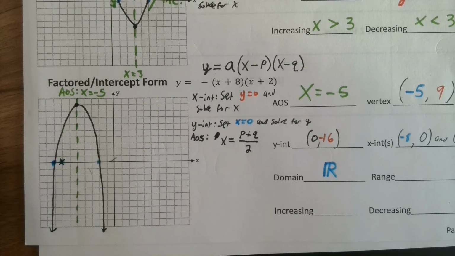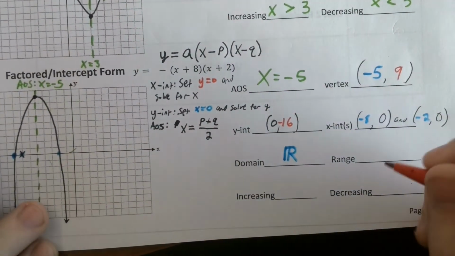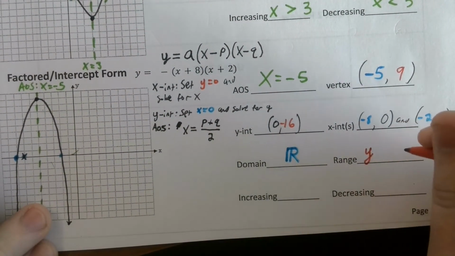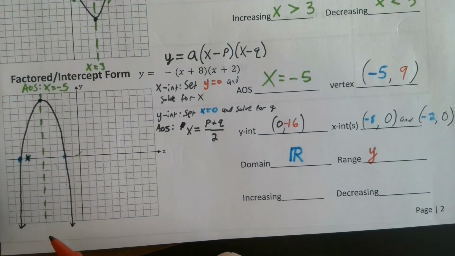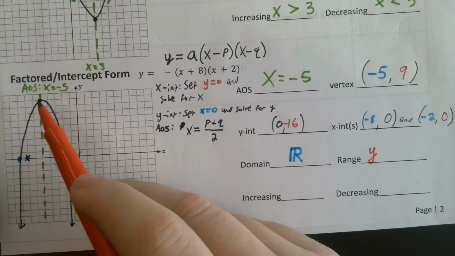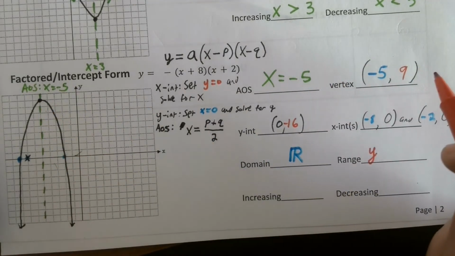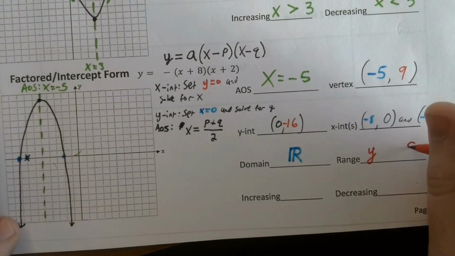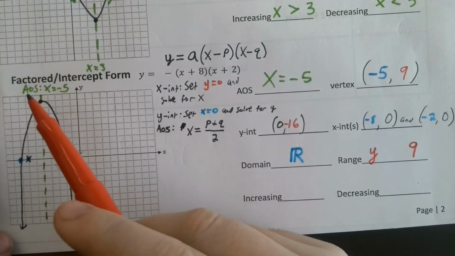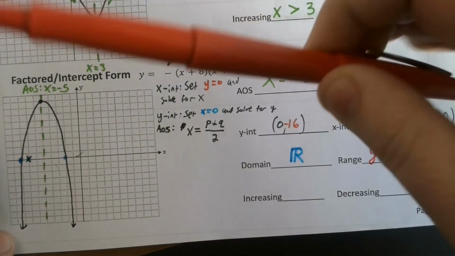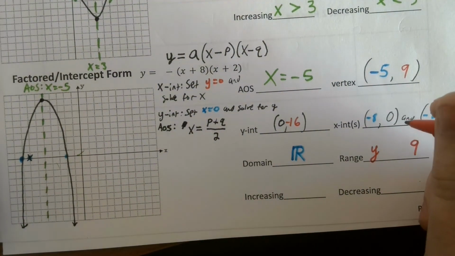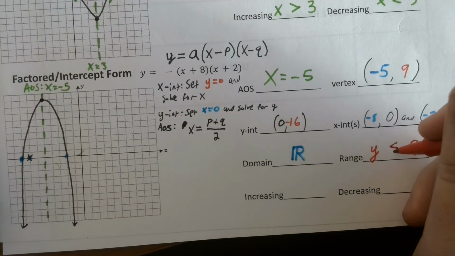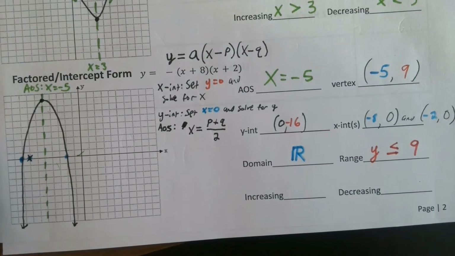What's our range? Well, the range is comparing y to either the highest or lowest point. Do we have a highest or lowest point here? We do. It's our vertex. And our vertex is all the way up at y equals 9. When we look at the rest of the parabola, is our parabola above y equals 9, or are we below y equals 9? It's below. So y is less than or equal to 9.